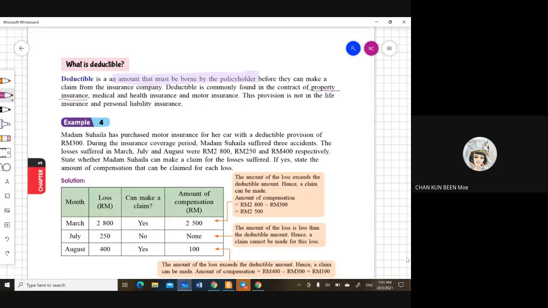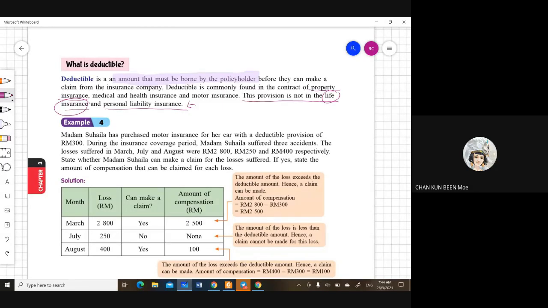Okay, and then this provision is not in the life insurance and personal liability insurance. So for life insurance, we don't have deductible. And then personal liability insurance, what is this? This is referring to something like, if you have a dog and then your dog bites a visitor to your house, so you have to pay for that. That is personal liability insurance. And for example, you have a son, and your son smoked and left a cigarette in some other people's house, and it caused the fire of that house. So that one is also under personal liability insurance.